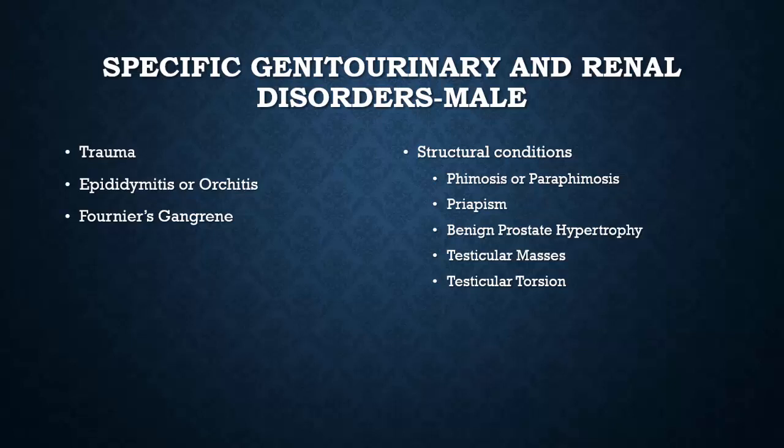A couple of structural conditions: phimosis or paraphimosis. Phimosis is the inability to retract the distal foreskin over the glans penis. Paraphimosis results when the foreskin is retracted over the glans penis and becomes entrapped. This is a true emergency. Failure to relieve the paraphimosis can result in necrosis of the glans.